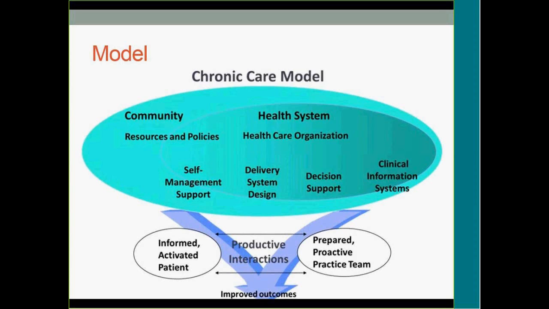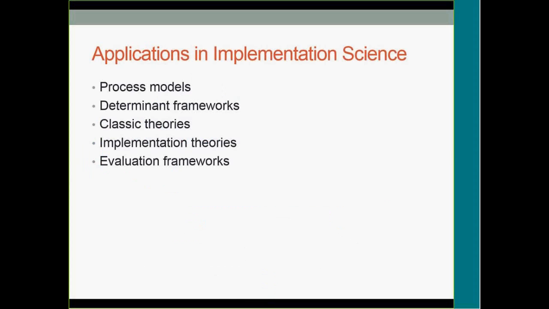When you approach some aspect of each of those things, you are more likely to result in productive interactions and improved outcomes. Now, the chronic care model has gone a little bit out of fashion in recent years, but I think, nevertheless, is a very simple and straightforward model for developing interventions. So applications in implementation science can follow different models and frameworks. This is all very nebulous territory.